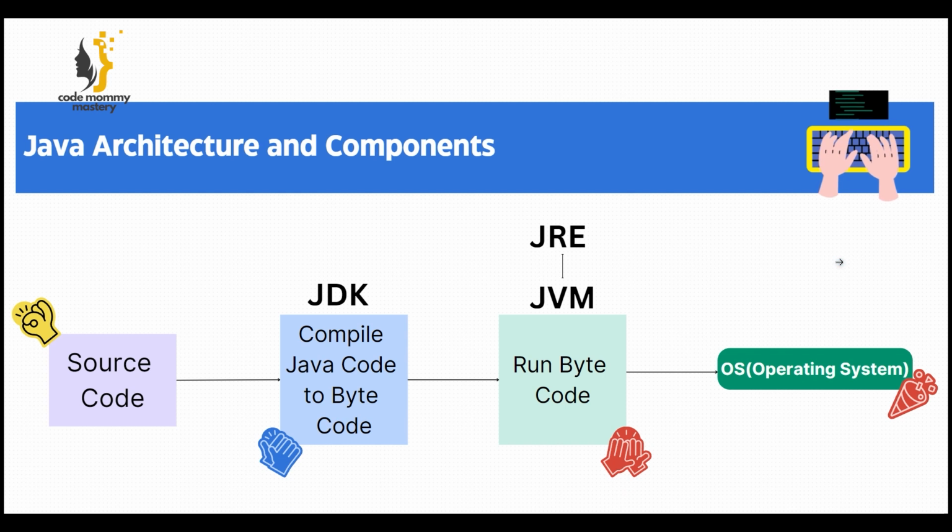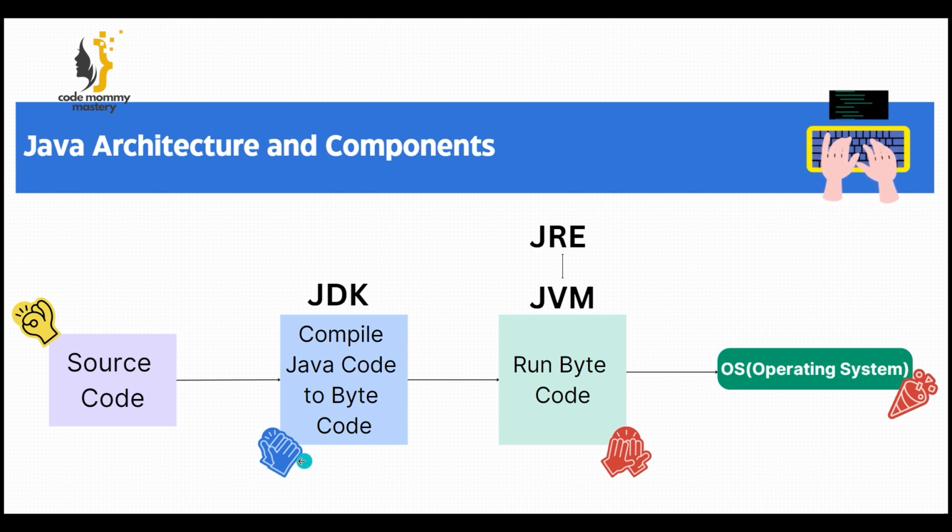In here, we see Java architecture and components. This hierarchy represents the process of developing and running a Java program. At the top of the hierarchy is the source code. This is the human-readable code that you write to create a Java program. It consists of classes, methods, variables, and other programming constructs that define the behavior of your application.